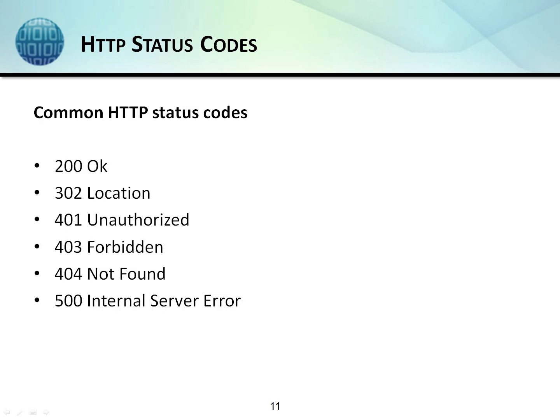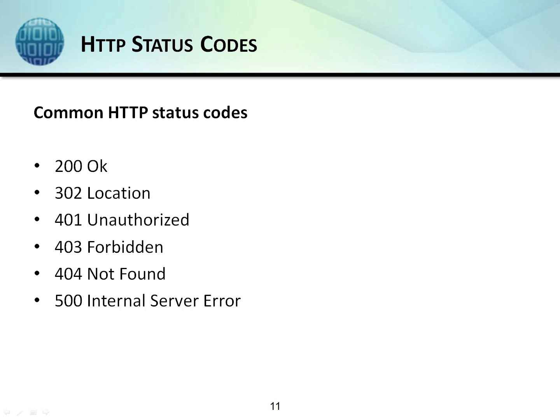Some of the more common status codes that you're going to encounter are these. The 200 OK means that the client made a request which was found on the server and it got returned back to the client. So that was a successful request. Another common status code is 302. This is essentially a redirection, where the server is telling the browser, hey, the resource you requested has moved somewhere else. Go find it over here.